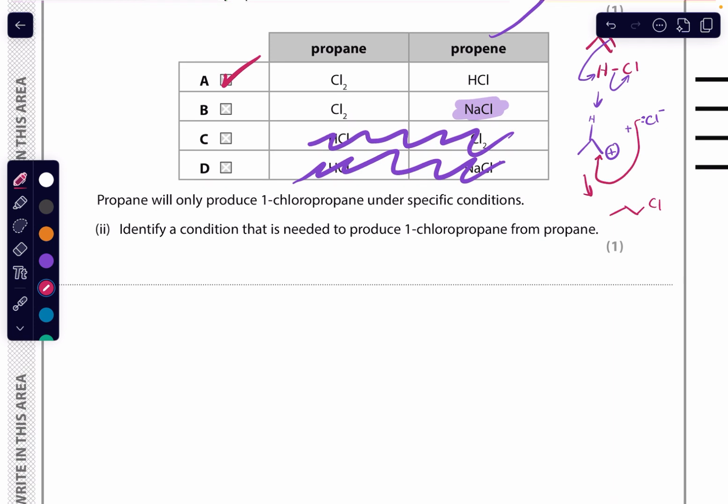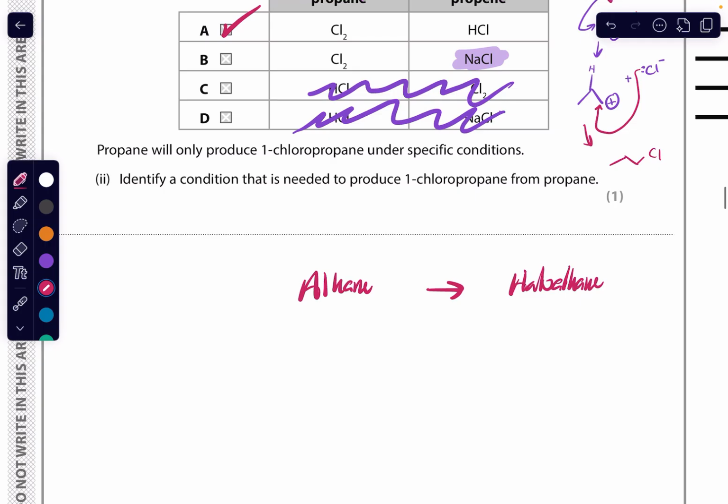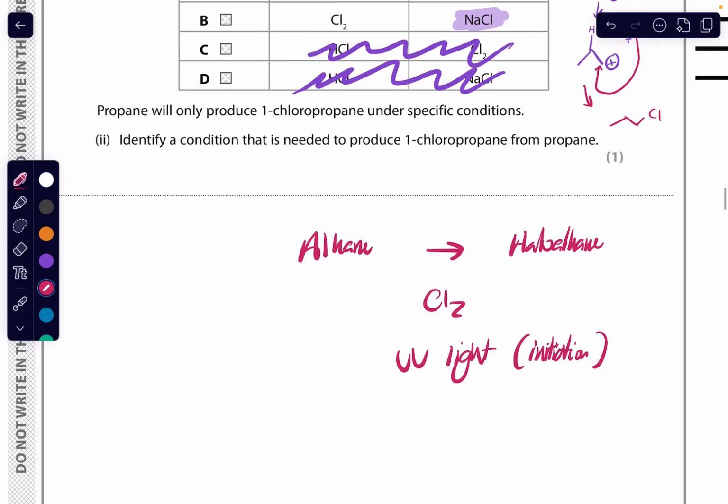Propane will only produce 1-chloropropane under specific conditions. Identify a condition that's needed to produce 1-chloropropane from propane. Propane is an alkane. And to make a haloalkane, we need chlorine, and we need UV light. UV light to cause initiation. It's a free radical substitution, so we need that UV light. So over here, the answer is UV light.